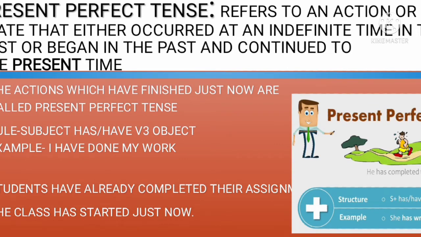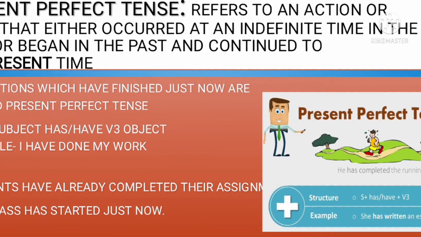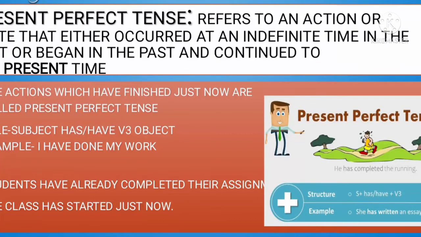The next sentence, your students have already completed their assignment. Here you have students, a plural subject, so we cannot use has, we use have. Already shows it's over, completed their assignment. The class has started just now. So has started. All these show it is a perfect tense. Now see the timing, just now, already. They indicate the action is over, but we don't know when exactly it was over, so we use present perfect tense.